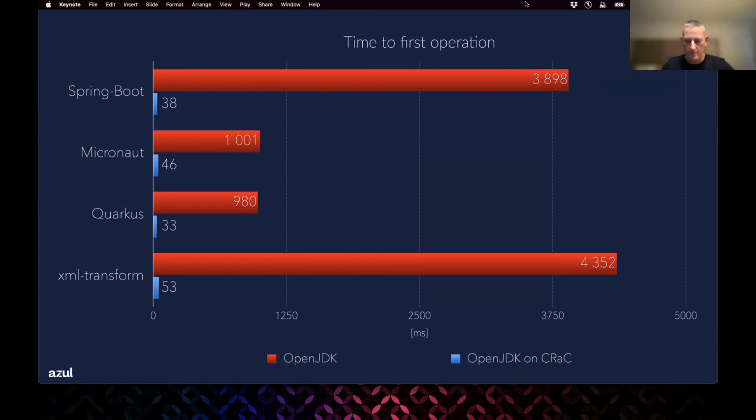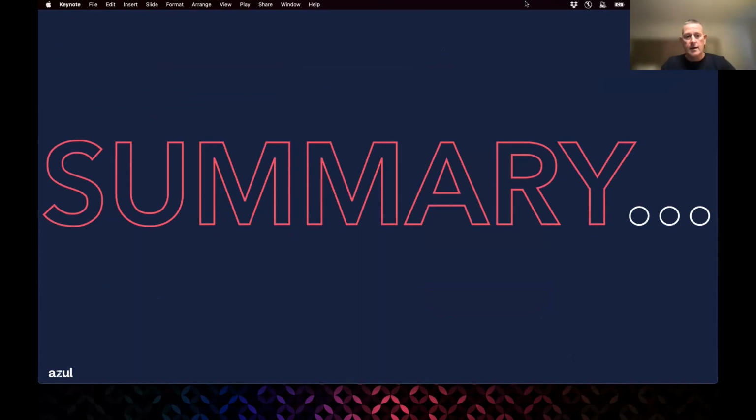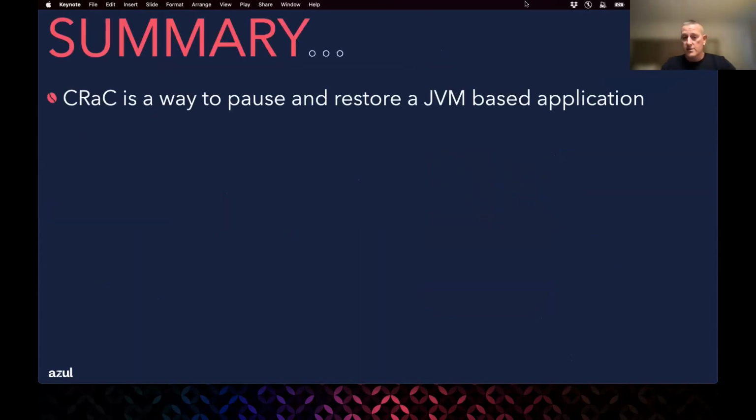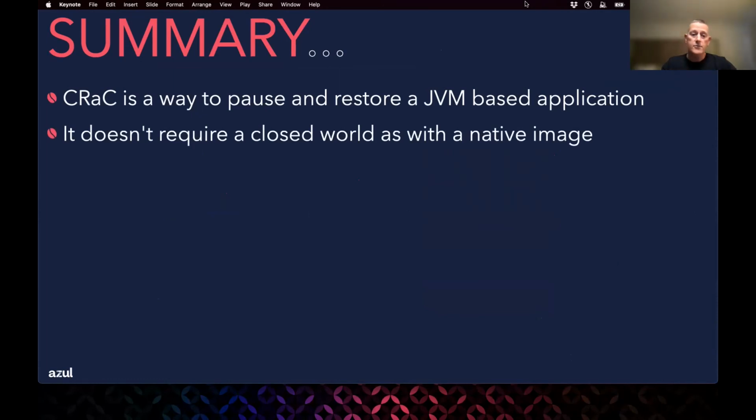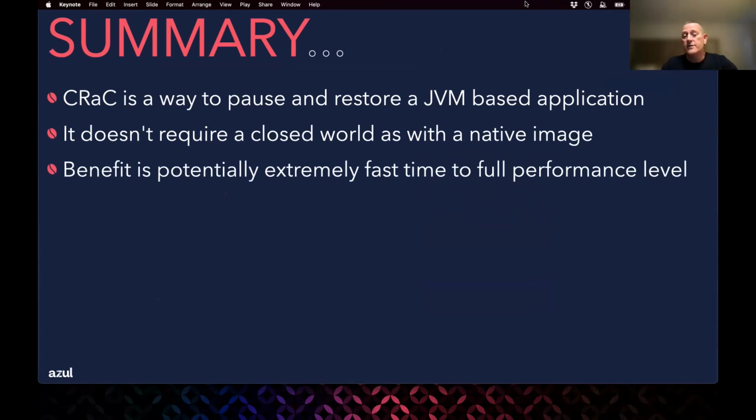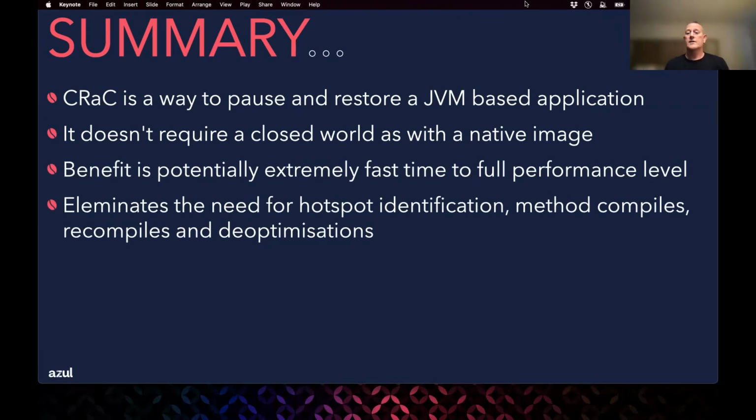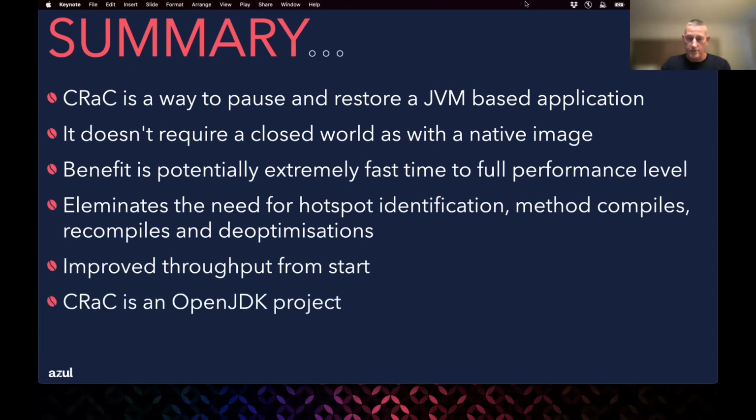And this is the great outcome here. As a summary, CRaC is a way to pause and restore a JVM-based application, and it doesn't require a closed world as with a native image, for example, where this is needed. The benefit is potentially extremely fast time to full performance level. It eliminates the need for hotspot identification, method compiles, recompiles, and deoptimizations, and we have an improved throughput from the start. CRaC is an OpenJDK project, so it's nothing done in the secret background, but you can check it out. It's in the GitHub repository.